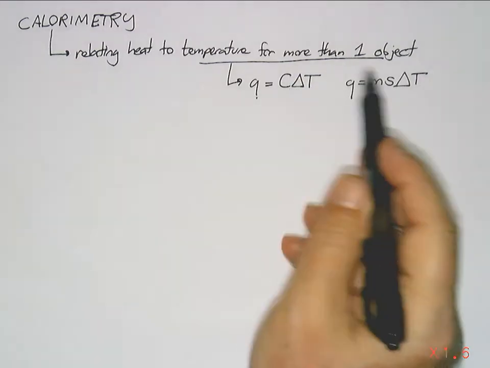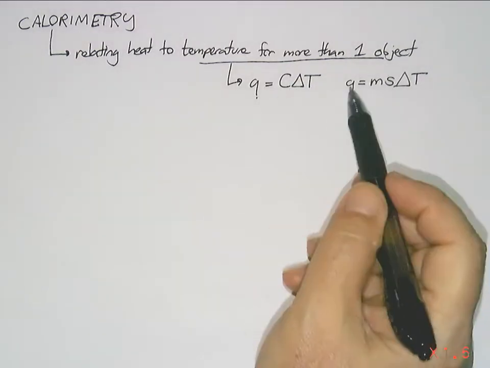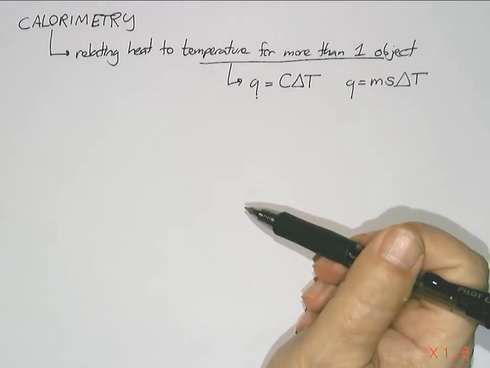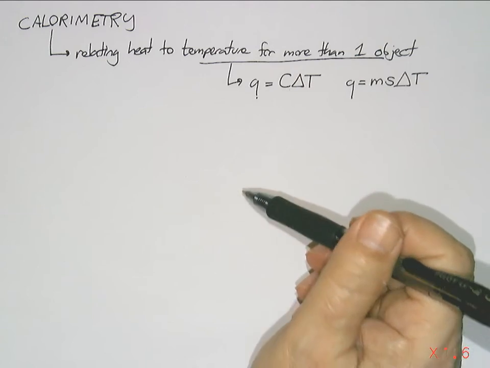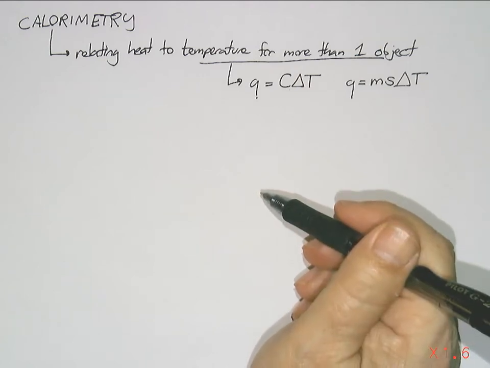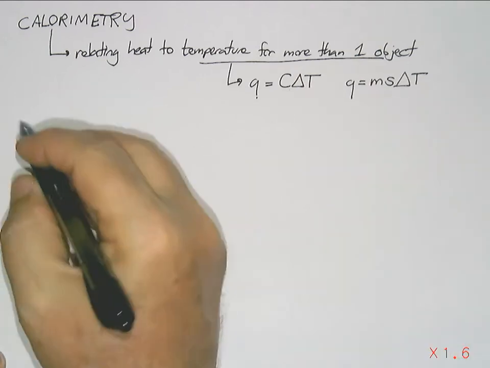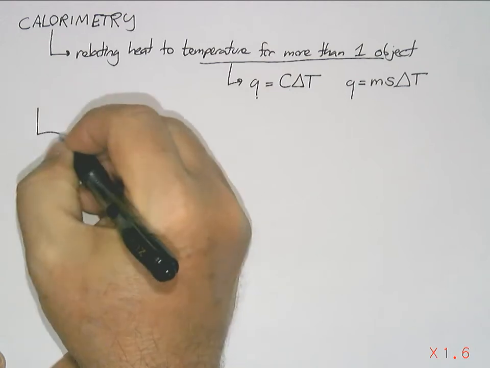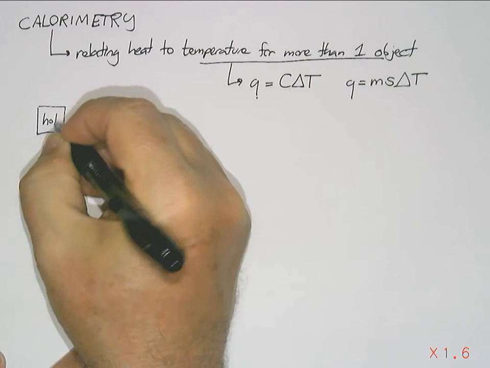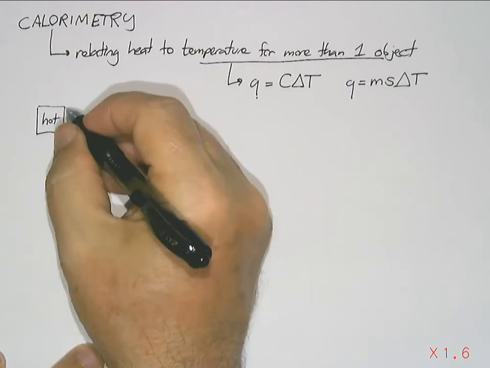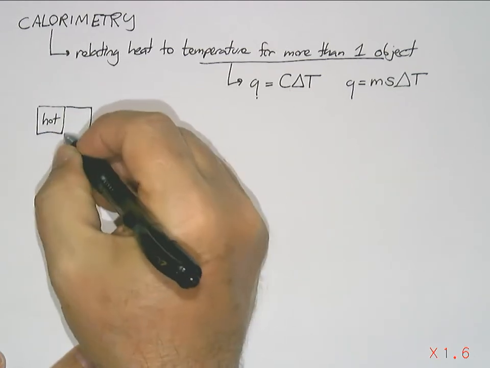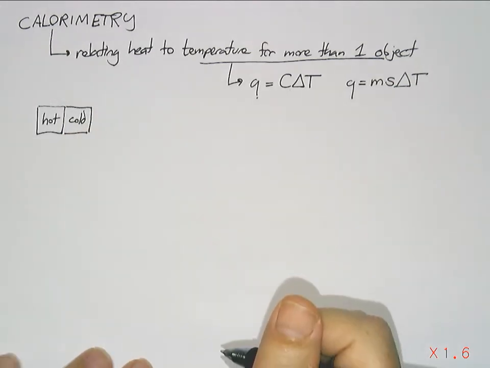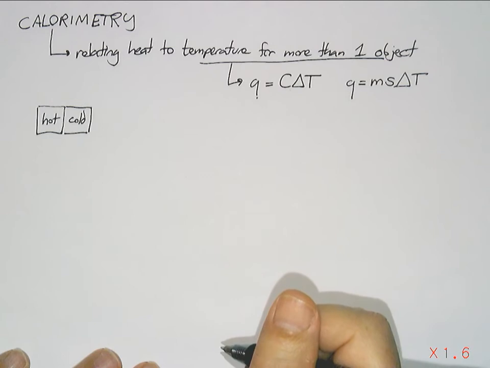But what happens when you have more than one object? Now each of these applies to a single object. So if you had an equation that related heat flows between two objects, that would be easy. So suppose you had a hot object, like a block of hot steel or something, and you put it in contact with a cold object, and you wanted to figure out what the final temperature was going to be.